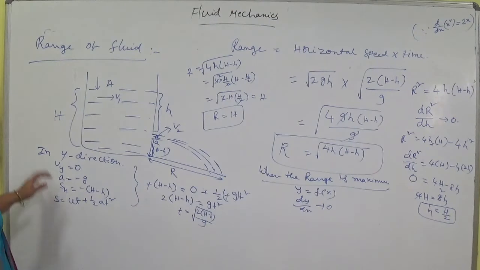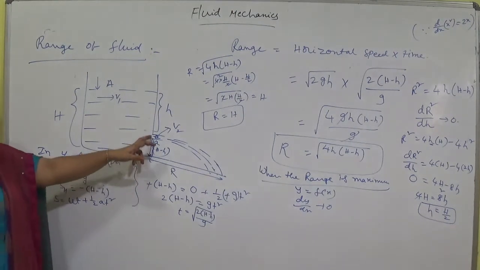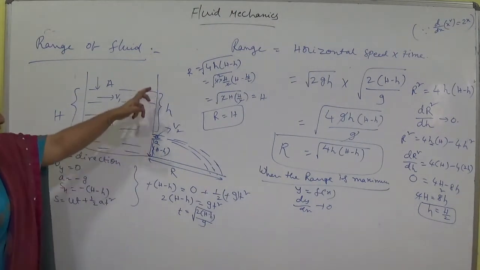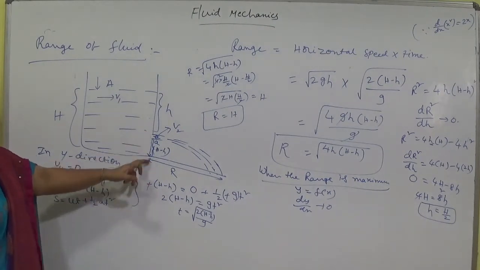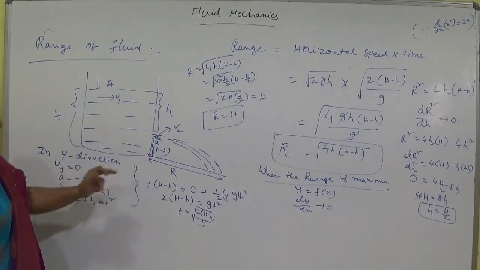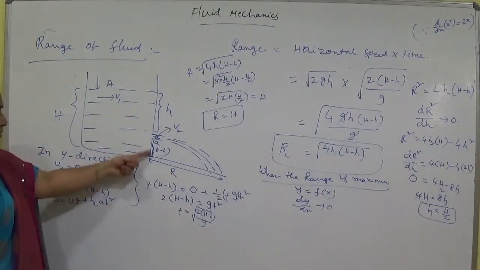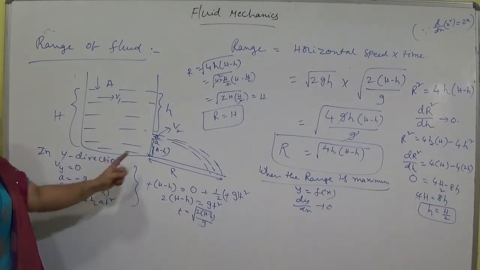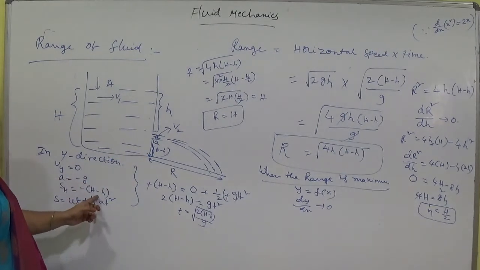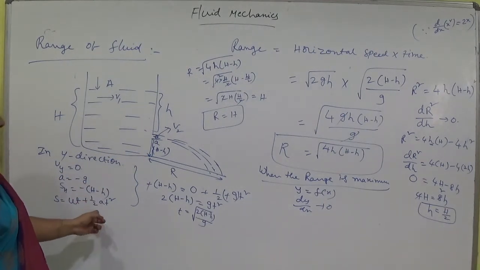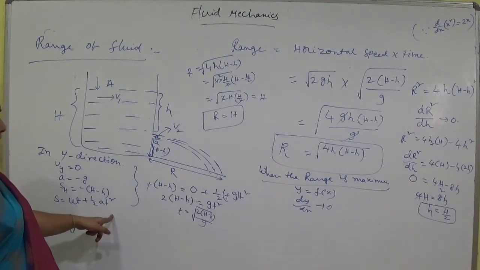Here, look at the y direction. The water is falling in the downward direction. So uy is equal to 0 in the y direction, a is equal to minus g, gravitation is opposite, and s is equal to minus h. s is equal to ut plus half at square.